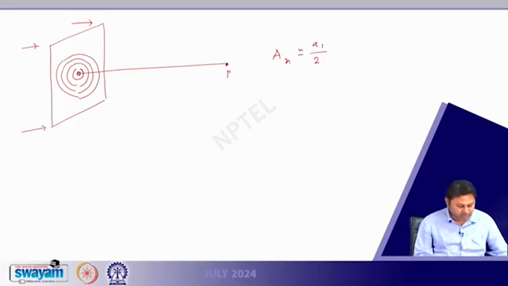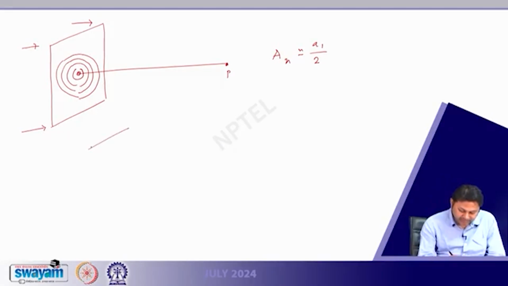Now, what we can do is this. Suppose we have a wavefront that is coming, and we have an aperture here. This is the wavefront that is coming with this kind of zones.